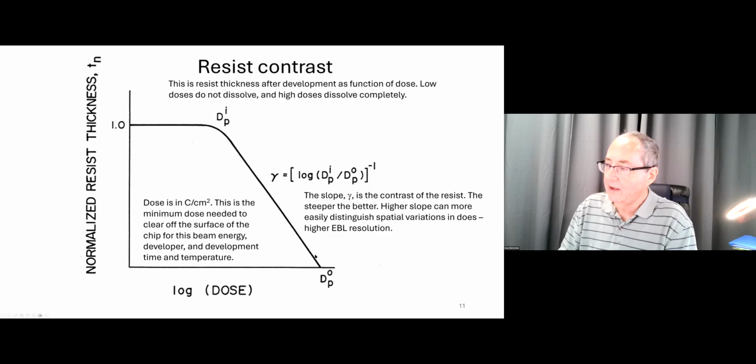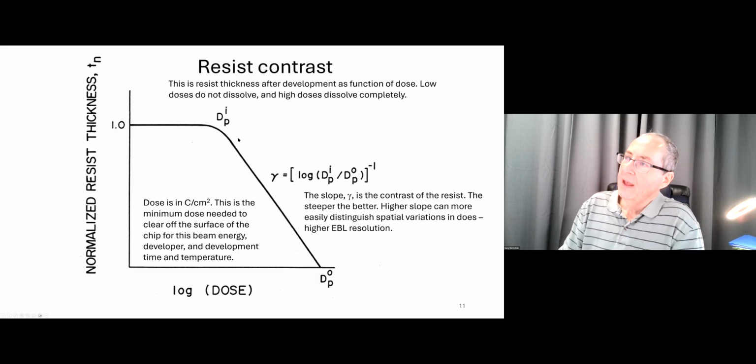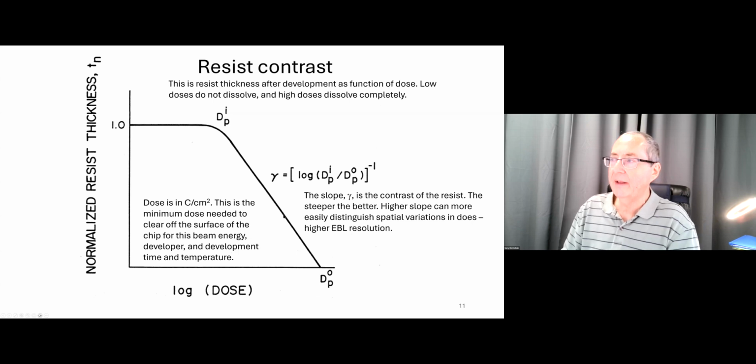I've done a lot of this, and there's a lot of data that shows scum layers until it really settles down. You want to make sure you're even past this dose, which clears it. So anyway, the slope of this is called the contrast. And the higher the slope, the higher the contrast. And what this basically says is that if there's really high contrast, then your developer can tell a very tiny difference between not exposed enough and exposed enough.